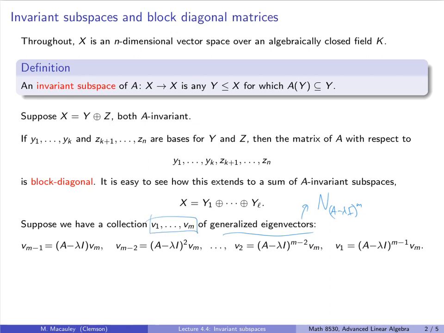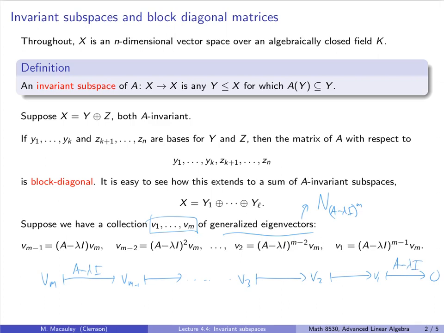So if vm is in the null space of A minus lambda I to the m, that means m iterations of this map will kill it or send it to 0. So vm, if you apply A minus lambda I, gets sent to vm minus 1, and that gets sent to vm minus 2, and so forth. And then eventually we get to v3, which gets sent to v2, which gets sent to v1, which gets sent to 0 by A minus lambda I.